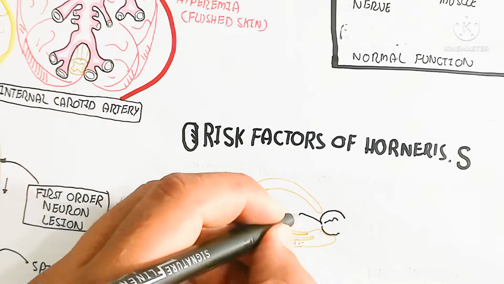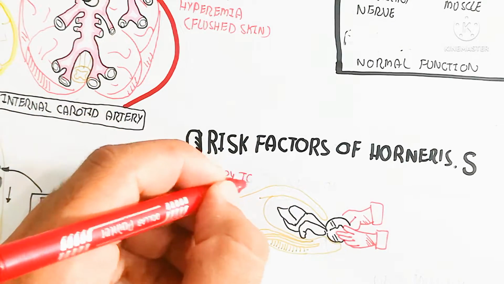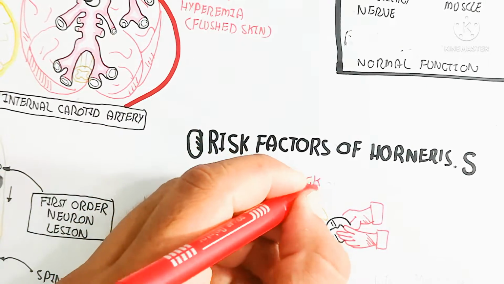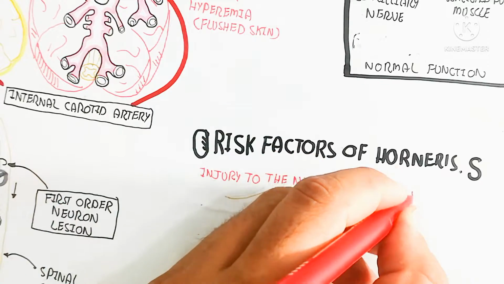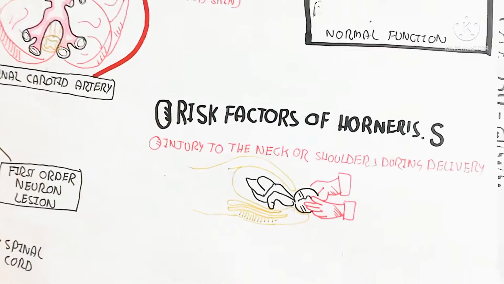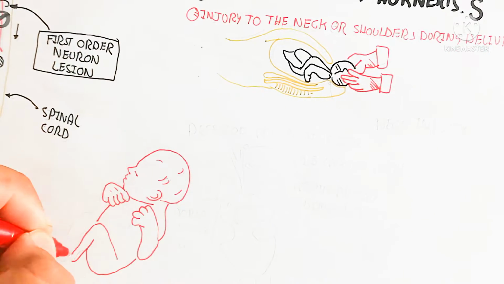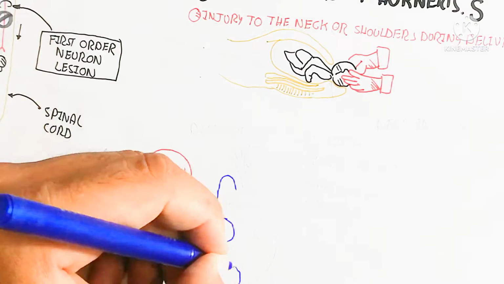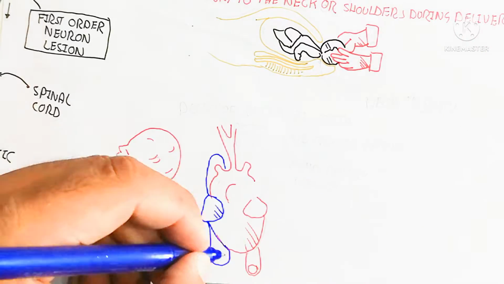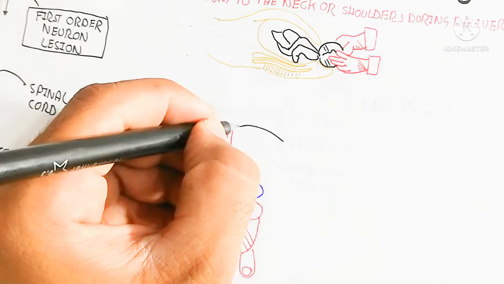So the risk factors of Horner syndrome: majorly we will discuss two types here. An injury to the neck or shoulder during delivery can cause neck injury, which will lead to this problem. That is why some people look like half of the eye does not completely open. So that is the function.